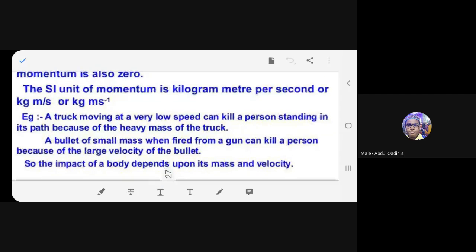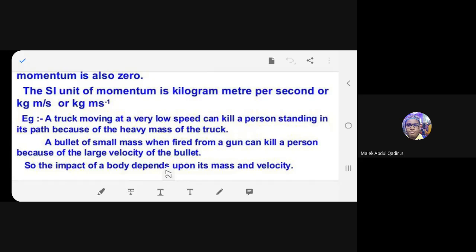Example: a truck moving at a very low speed can kill a person standing in its path because of the heavy mass of the truck. Now, if a truck is moving at a very high speed, then also it can kill the man. Because of the speed, the man can be flung. He may break his bones, or he may have hemorrhage, or he may die. In both the cases, that person may die.